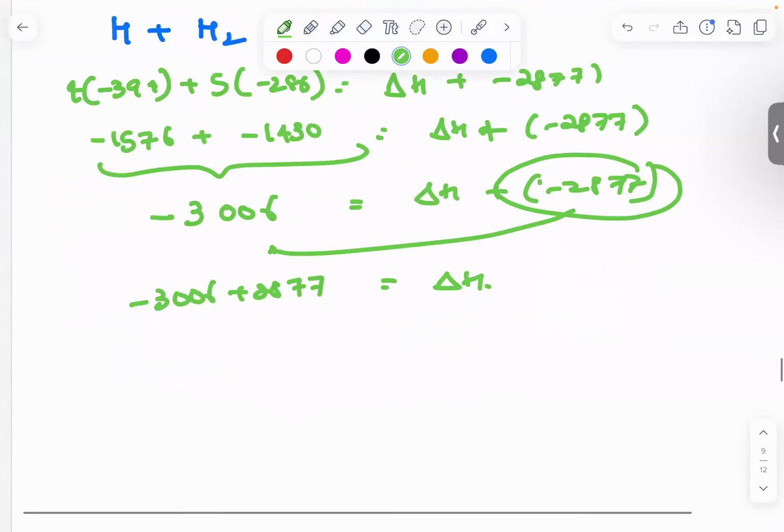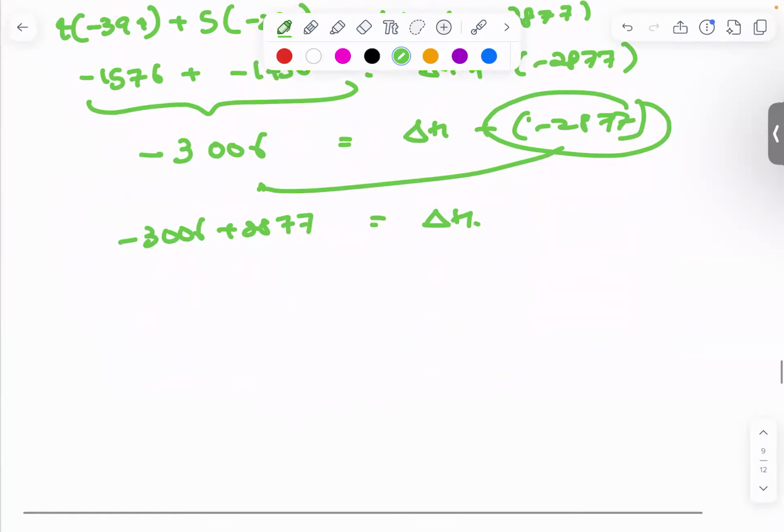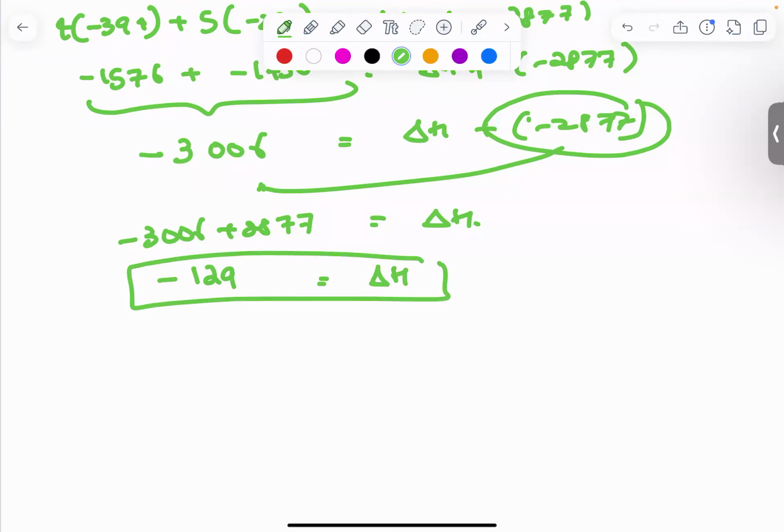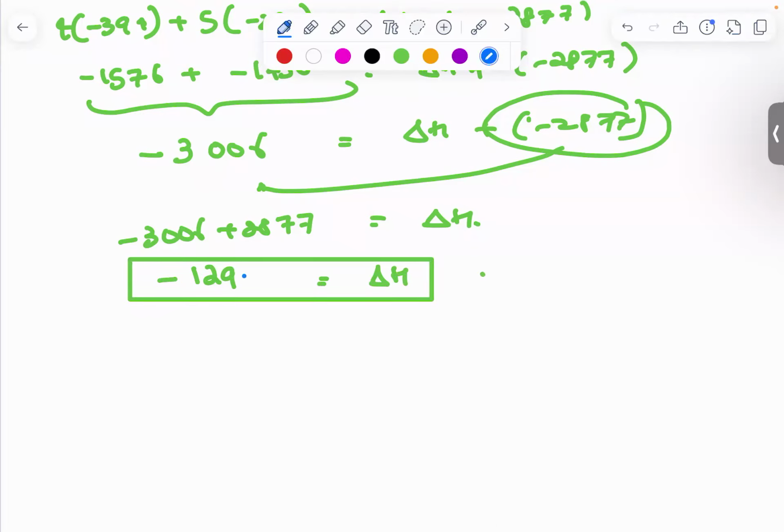All right. So subtract them. It would become minus 3006 plus 2877. That would be minus 129 is equal to delta H. So the value of delta H would be minus 129 kilojoule per mole.